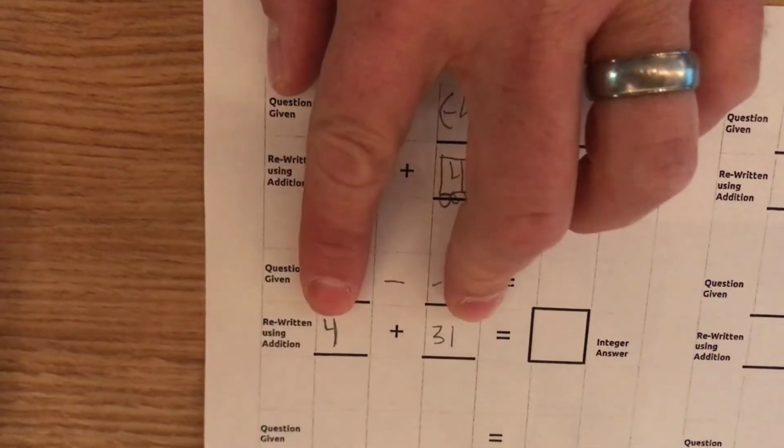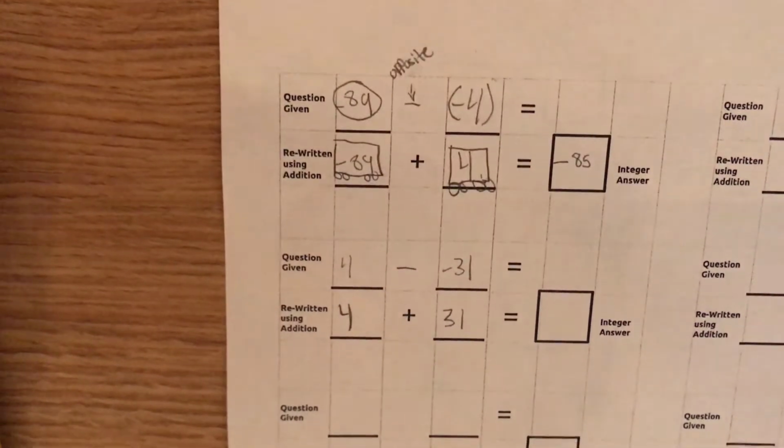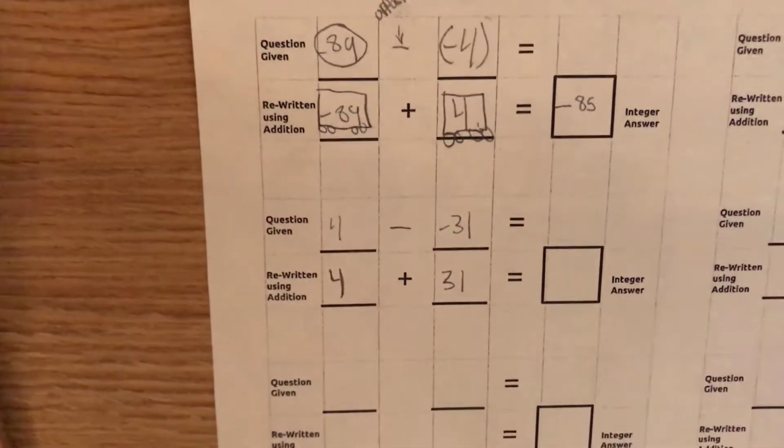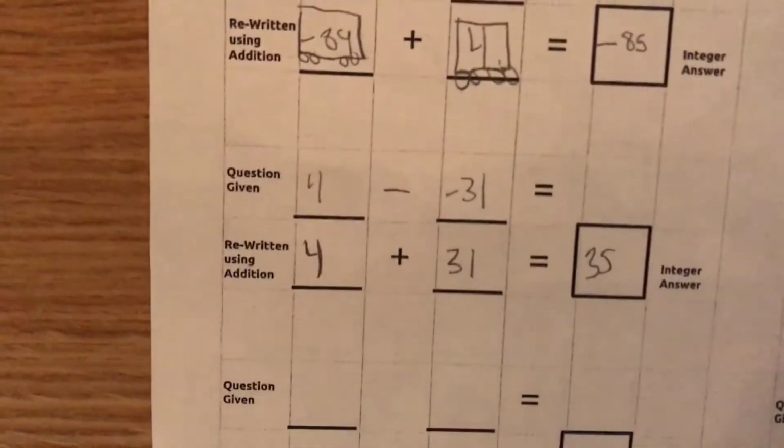If we take the opposite of -31, what does that now become? Phenomenal. Both these numbers are positive, correct? Yeah. How many positives do we have altogether? 35. That's it. There's our answer, and there's our explanation.